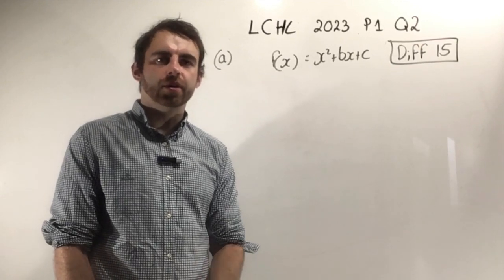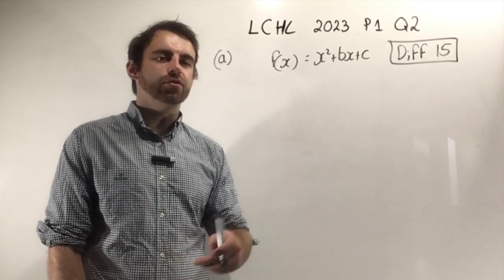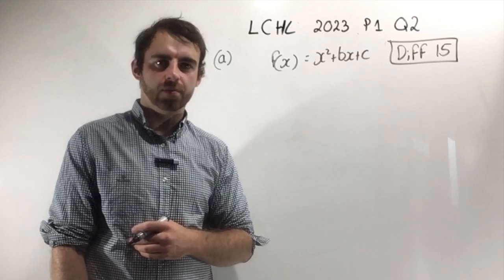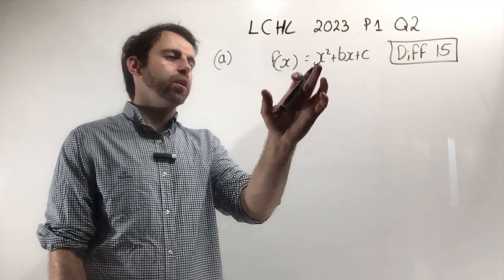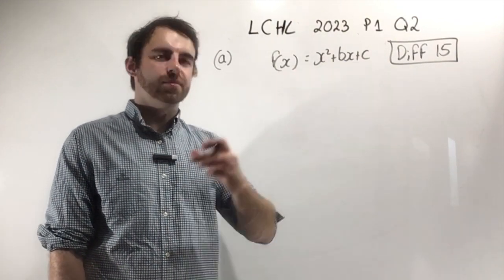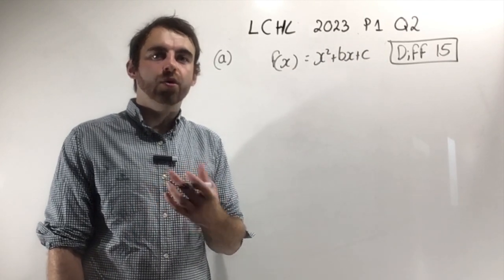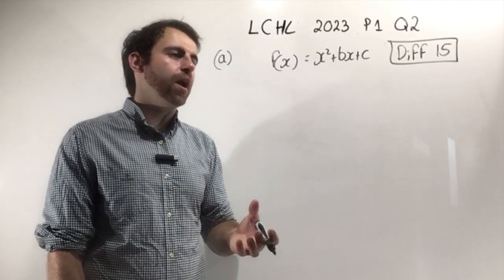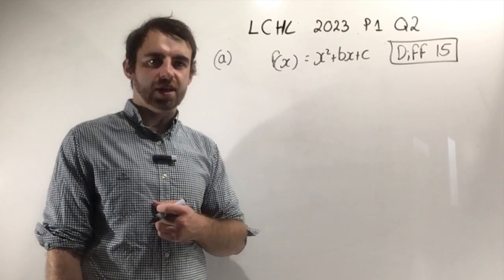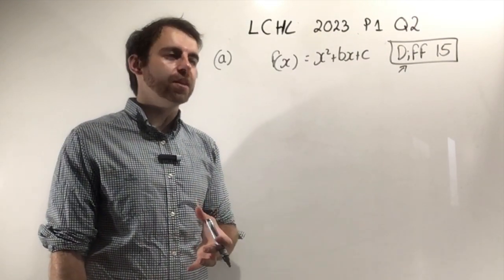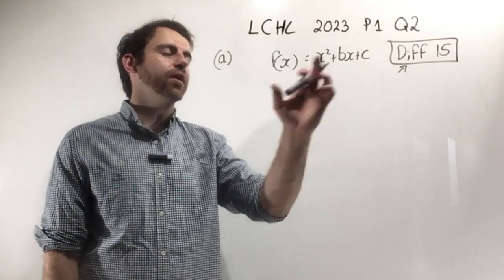In this tutorial, I'm looking at Leaving Cert Higher Level 2023, Paper 1, Question 2. The first question, we're given the quadratic x squared plus bx plus c. And we're told the minimum point on the curve, and we're asked to find the value of b and the value of c.